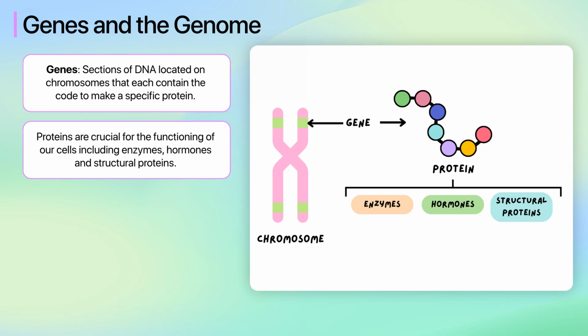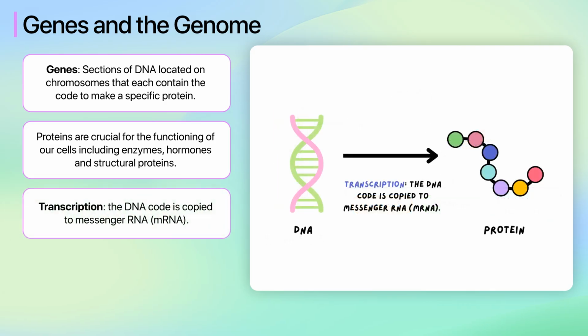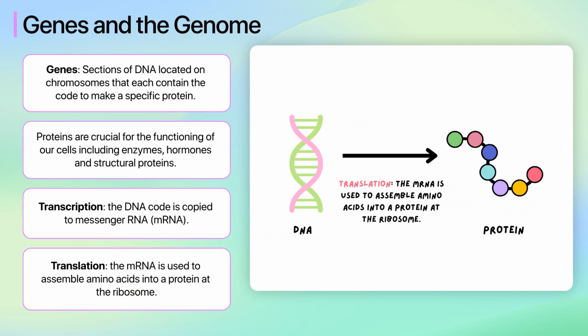The process of going from DNA to protein involves two main steps. Transcription is when the DNA code is copied to messenger RNA, mRNA. And translation is where the mRNA is used to assemble amino acids into a protein at the ribosome.